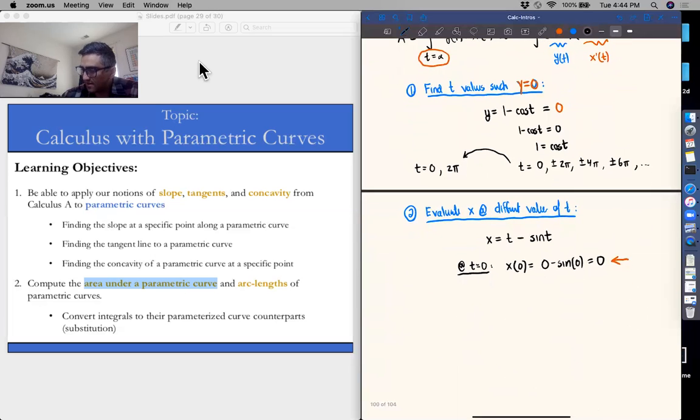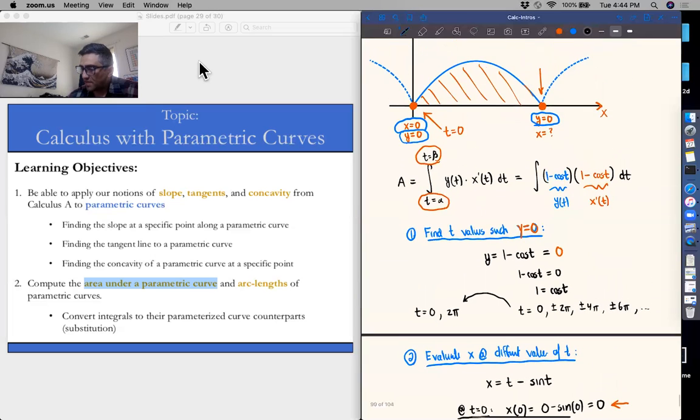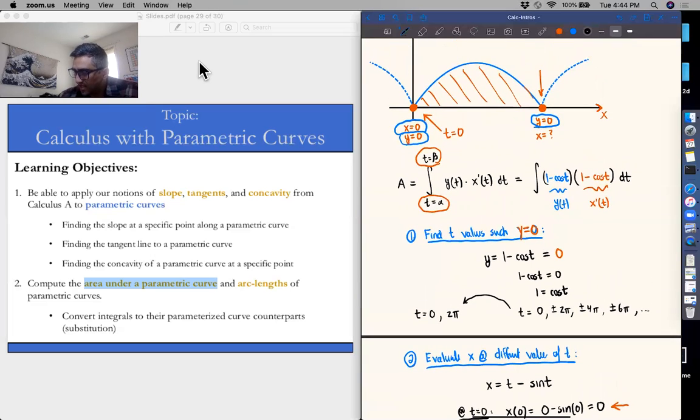So let's try the next value of t. And this could be t is equal to 2 pi. If we put 2 pi into our x equation, we will get 2 pi minus sine of 2 pi. And well, the sine of 2 pi is 0. So it looks like when t is 2 pi, x is actually equal to 2 pi itself. So up here, when we didn't know what x was equal to, it turns out that x is equal to 2 pi at this point. And this is also corresponding to the point t is equal to 2 pi itself.